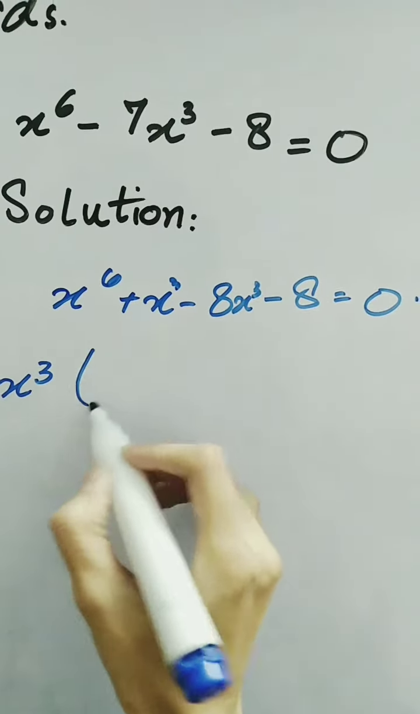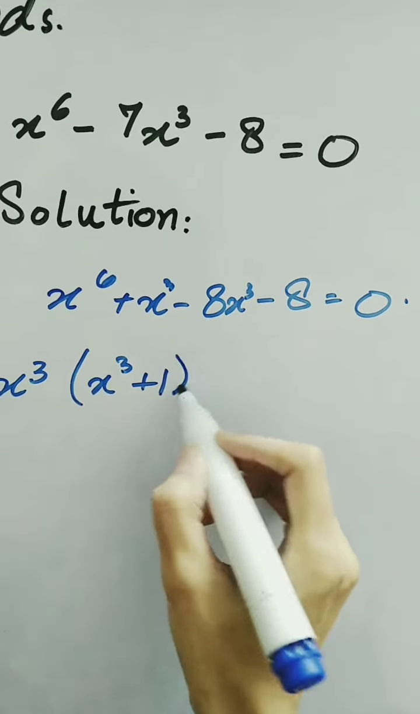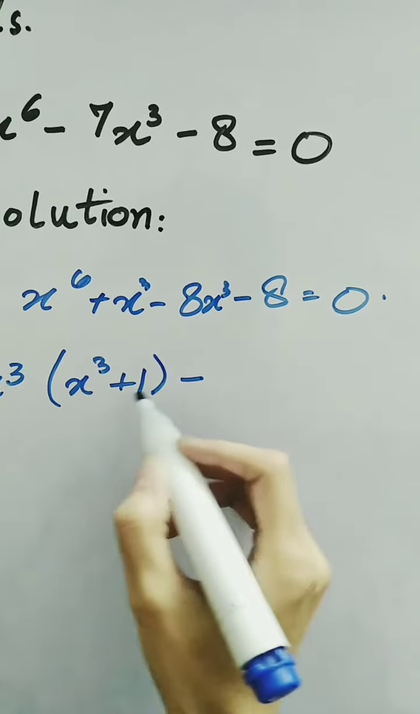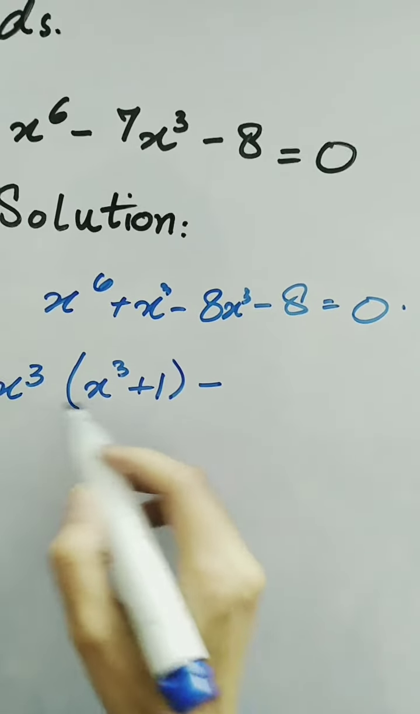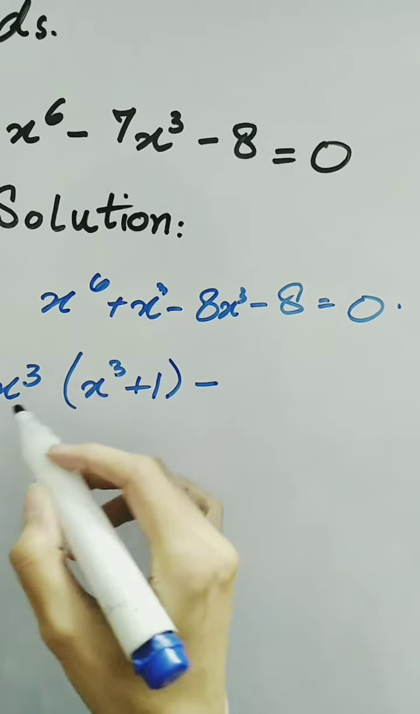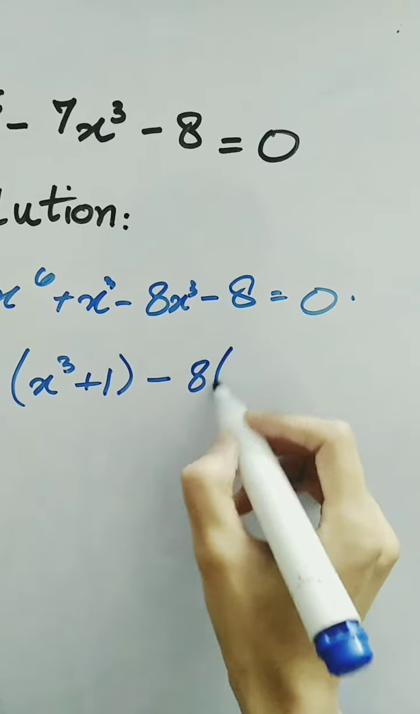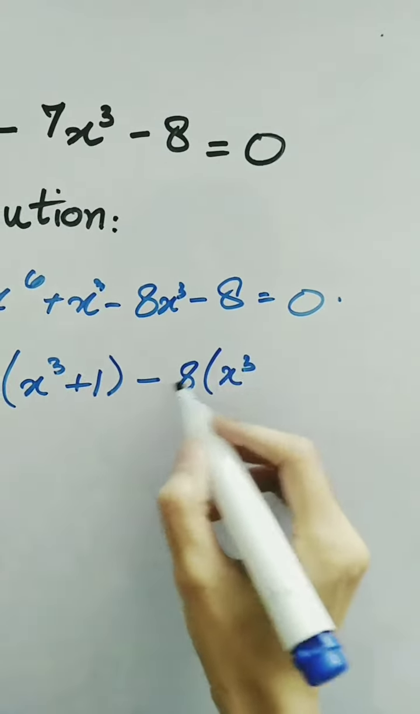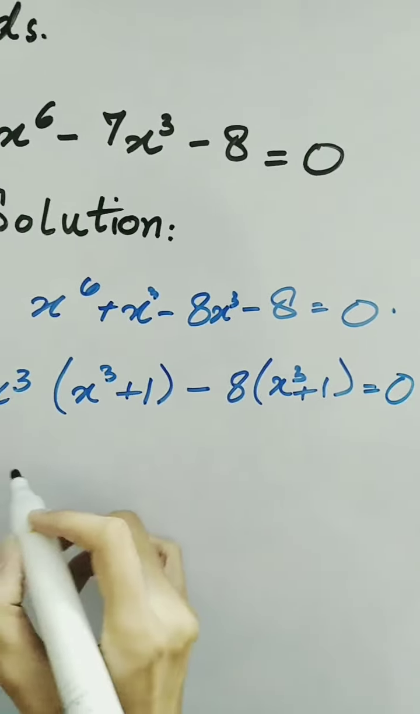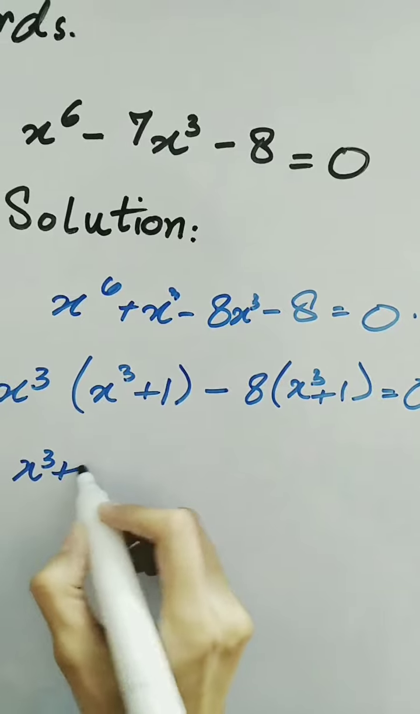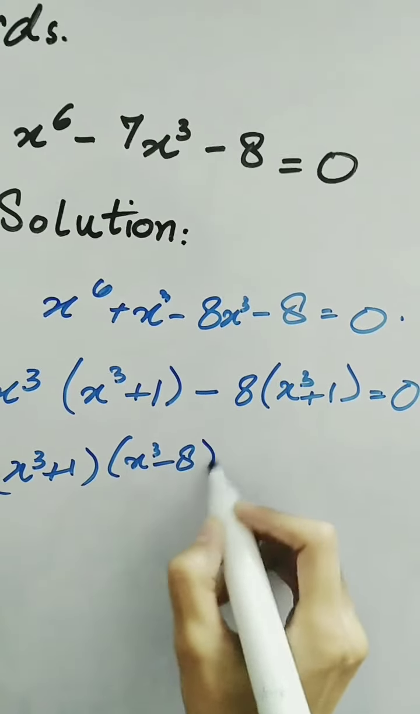Here we take x cube as common and we will have x cube plus 1 inside the bracket, because x cube into x cube is x power 6. Whenever the base is same, powers add. So 3 plus 3 is equal to 6, and here we have minus 8. Taking minus 8 common, we have x cube plus 1 is equal to 0. Now we have x cube plus 1 and x cube minus 8.